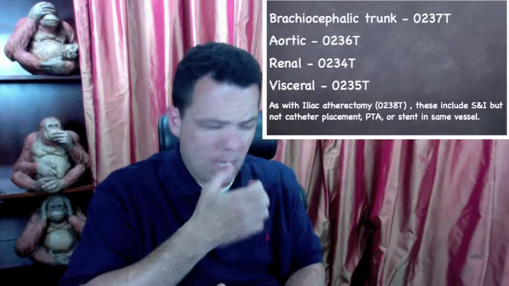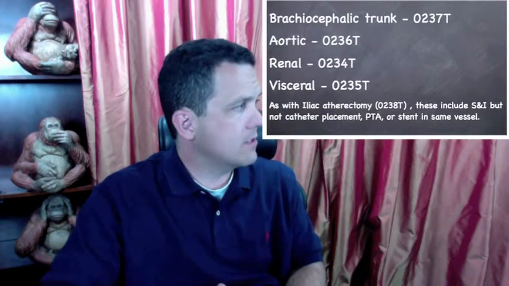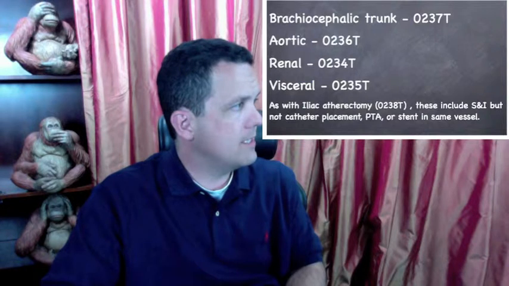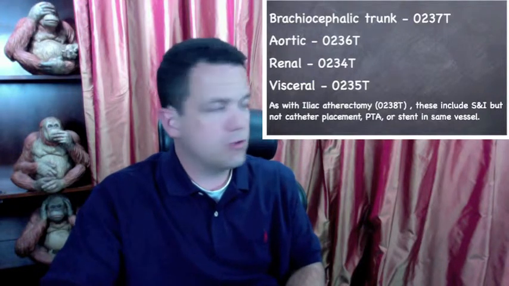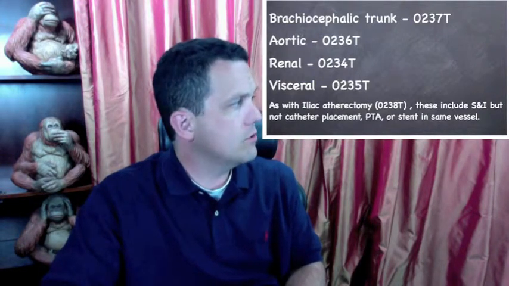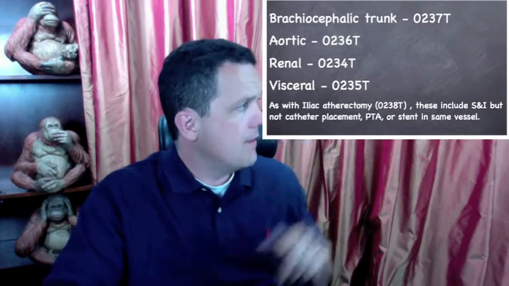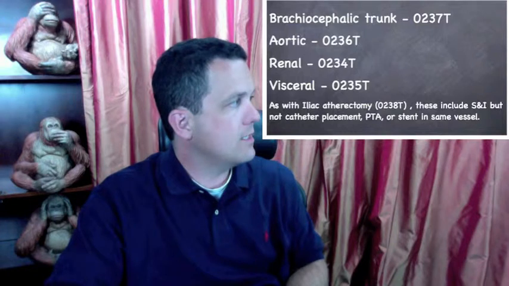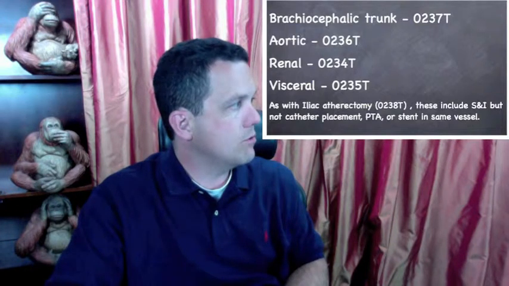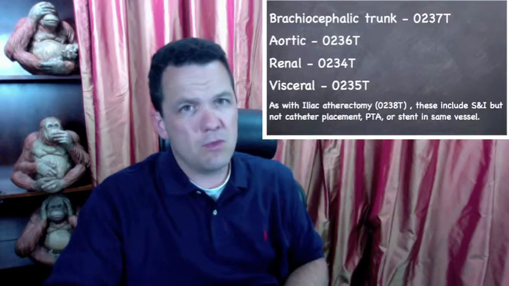Atherectomy above, well, I guess starting in the iliac vessels and going upward, have all been downgraded to that Category 3 status. These are temporary codes. And what you can see is that 0237T is for the brachiocephalic trunk and branches. The 0236T is for the aorta atherectomy. The 0234T is for the renal, and then the 0235T is for the visceral atherectomy.